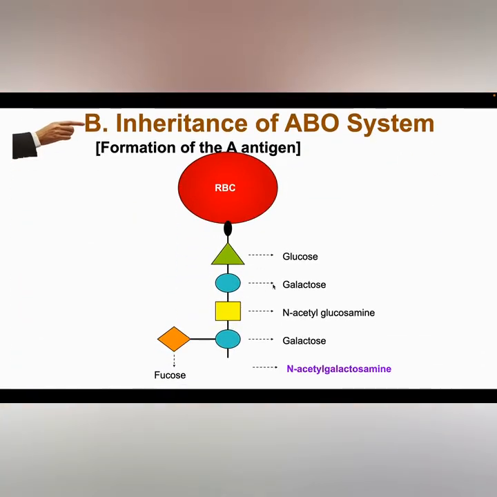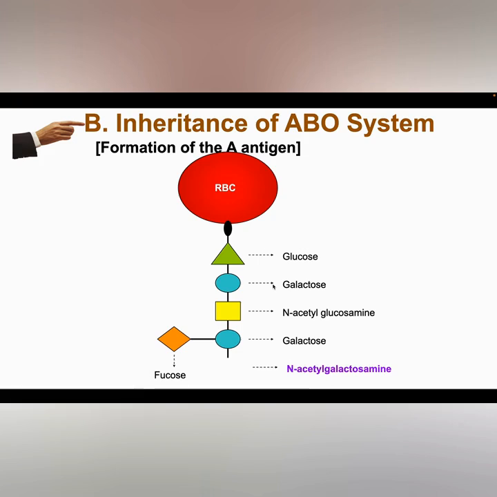We'll move on to the inheritance of the ABO system. If you see the RBC, over the RBC there is a sugar present: galactose, N-acetyl glucosamine, galactose, glucose.